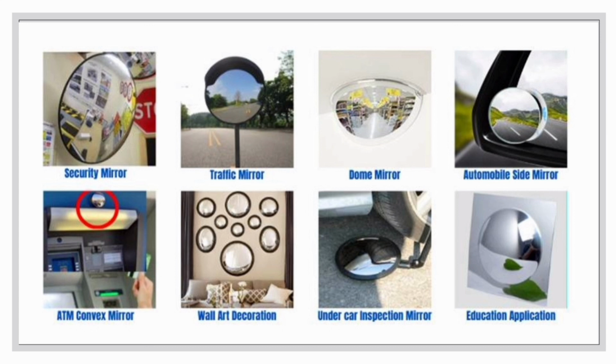And there is a dome mirror, which is in shops, an automobile side mirror, which you can use in cars, and an ATM convex mirror. You can find this in most ATMs. You can see behind you that there is no one coming behind you with a knife. And wall art decoration, this is even for decoration, and this is even used for undercar inspection. This is also an educational application, and there are many more uses.